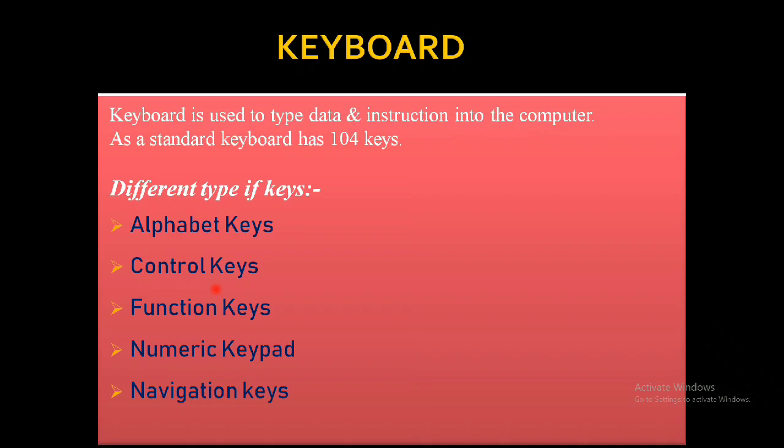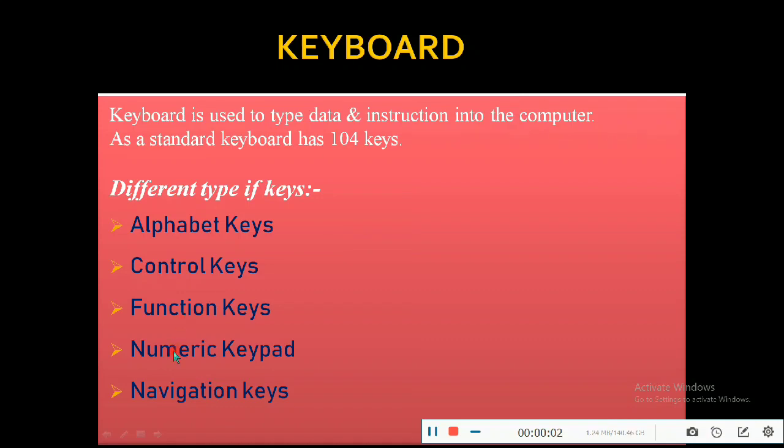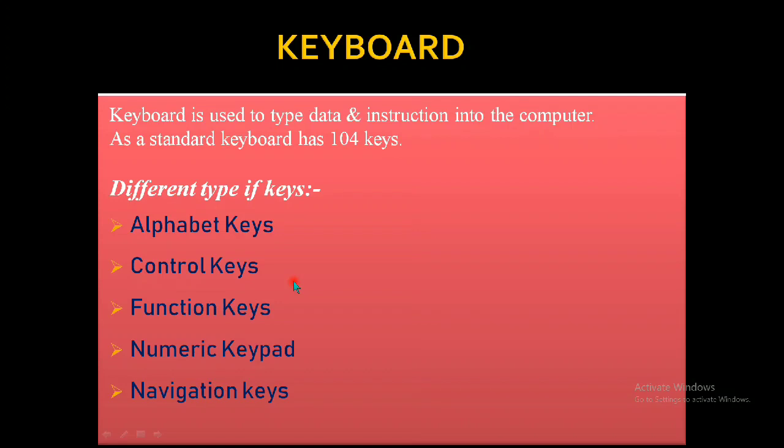Next you see the keyboard. Why are keyboards used? Keyboards are used for typing data and instructions into the computer, and a standard keyboard has 104 keys. There are different keys on the keyboard: alphabet keys, control keys, functional keys, numeric keys and navigation keys. Alphabet keys are the letters of English, A to Z. There are two control keys in the lower part of the keyboard. The functional keys are F1 to F12, in the upper part of the keyboard. And numeric keys, the numbers 0 to 9.